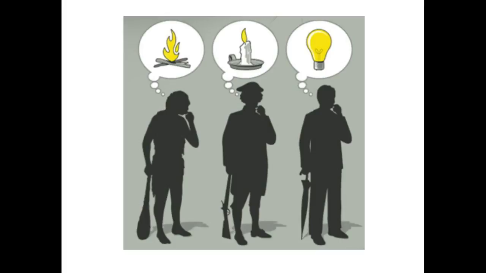That made way to the candle, which was much smaller and much more portable than a campfire. However, the candle was also a fire hazard when people started living in houses or dwellings rather than caves. And that led finally to the incandescent light bulb, which is what we use today.